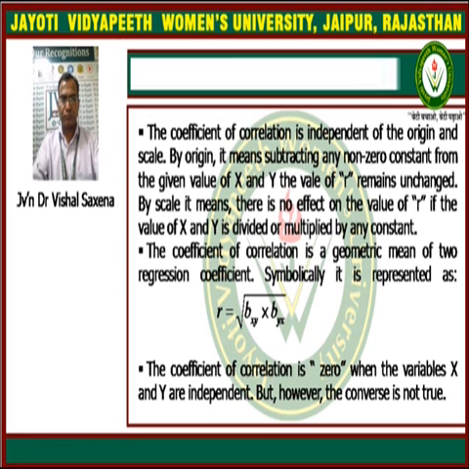The next property is that the coefficient of correlation is the geometric mean of the two regression coefficients. Symbolically we can write here r is equal to the square root of bxy multiplied by byx. r means the Karl Pearson coefficient of correlation, and it is the geometric mean of the two regression coefficients, means bxy and byx are the two coefficients of regression.